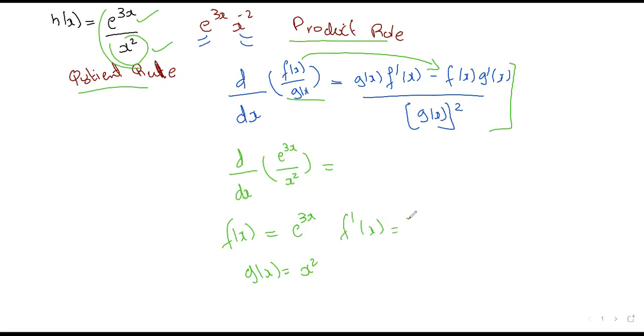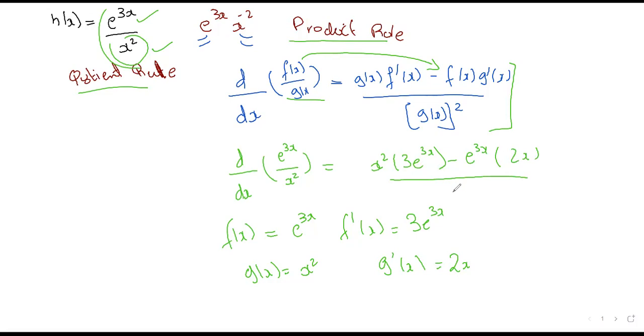So we'll simply calculate. f dash x is 3e to the power 3x. Very good. And g dash x is 2x. Excellent. So we'll quickly substitute all the values. x squared, 3e to the 3x minus e to the 3x, 2x divided by, what are we going to write over here? x squared whole squared, so it will be x to the power 4.